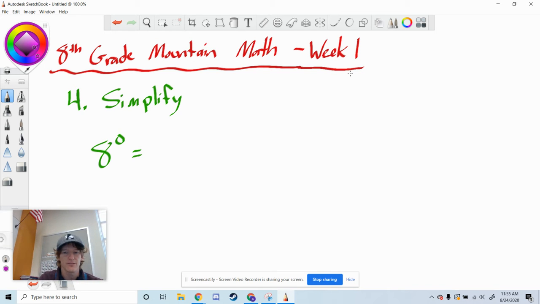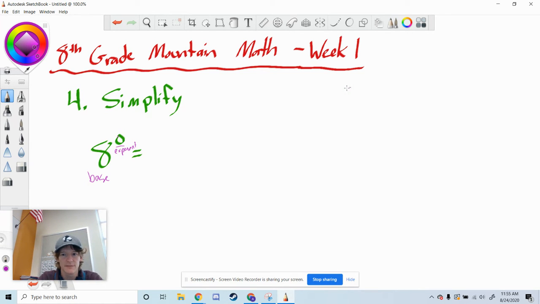8th grade Mountain Math, Week 1, Number 4. Simplify. I'm given another exponent problem. This is 8 to the 0 power. Okay, this is our exponent, this is our base, and this is our exponent. Our exponent of 0, we have a rule that we could memorize, but I want to explain it here.